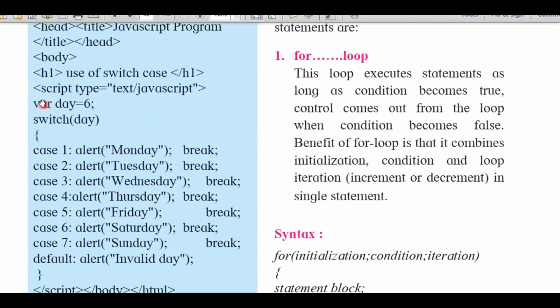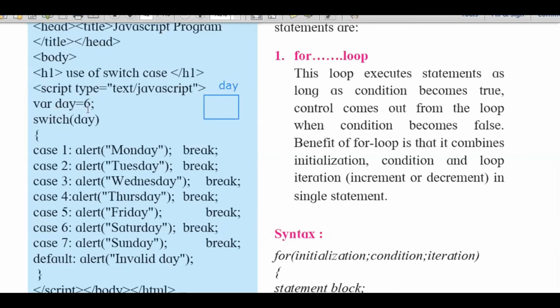Here is a var variable, day is equal to 6. We have already assigned the value 6 to day. Here is the variable we have declared, having the name day. Day is equal to 6. So what will happen in RAM? In RAM, a memory location will be generated, and this memory location is identified by the name day.